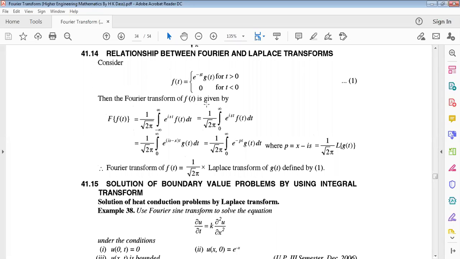the Fourier transform of f(t) can be written as 1 by root over 2π, the integral from minus infinity to plus infinity of e to the power ist f(t) dt, equal to 1 by root over 2π, the integral from 0 to infinity of e to the power ist f(t) dt. This is from the definition of the Fourier transform. Now minus infinity to plus infinity, just taking 0 to infinity, gives a single 2.